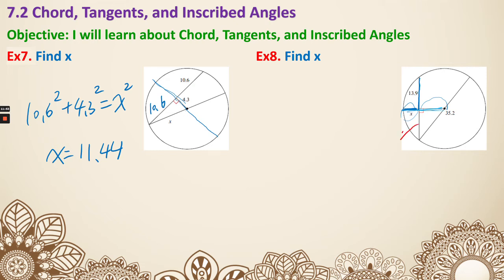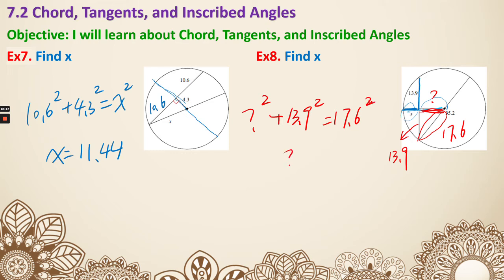So since it is perpendicular, this side is also going to be 13.9, and here 35.2 is the whole diameter. That means the little radius is going to be 17.6. So we have this right triangle, and we can actually solve for this part. I'm going to just call that part question mark. Question mark squared plus 13.9 squared equals 17.6 squared. If you finish solving, that part is going to give you 10.80.